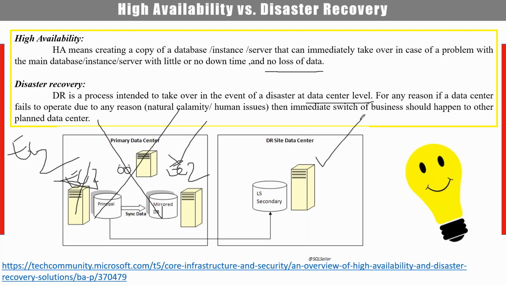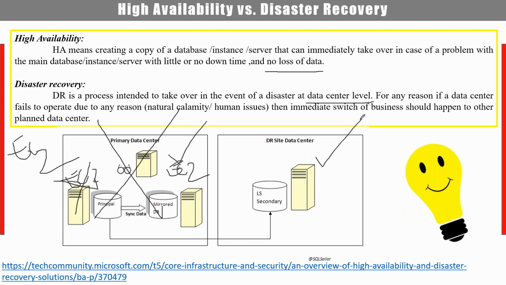DR means disaster at the data center level. HA means something goes wrong at the DB level, instance level, or server level. No worries, I can bring a copy of the database, instance, or server within the same data center. That is nothing but high availability.